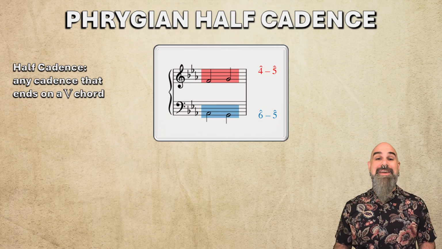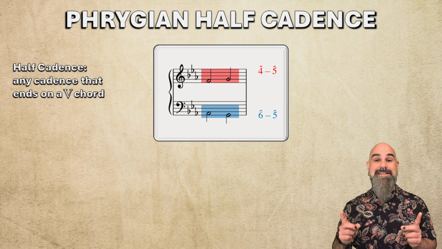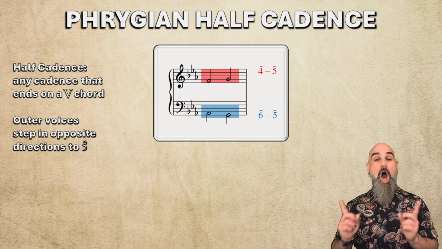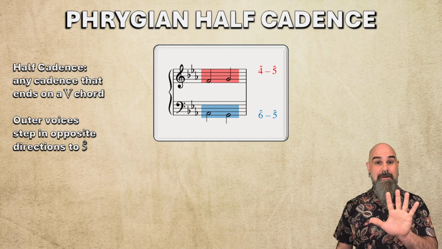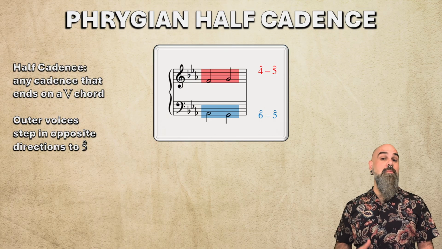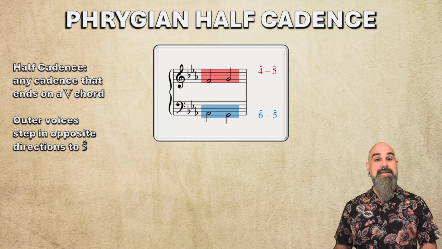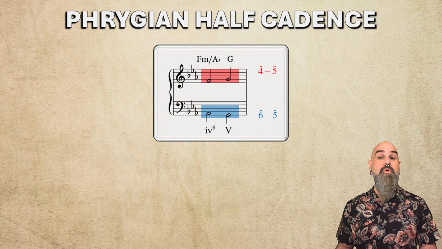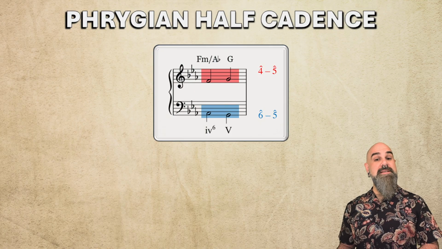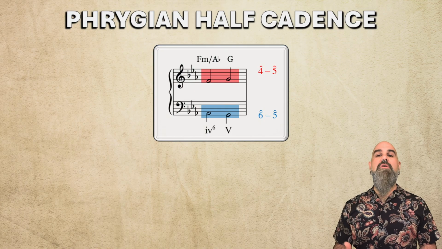If you remember nothing else about this video, remember this: the outer voices step in opposite directions to scale degree 5. That means we need a chord before the 5 chord that contains both scale degrees 4 and 6. The only chord that makes sense here is the 4/6 chord. So in the key of C minor, that's F minor over A flat, moving to a G major triad.